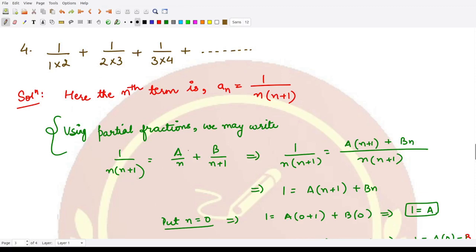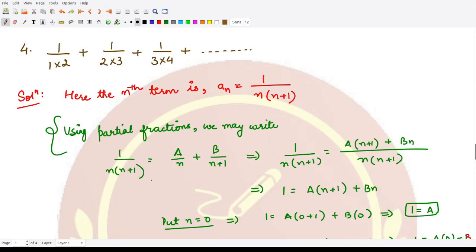We can do that by assuming that they could be written as some constant a divided by n, plus some other constant b divided by n plus 1. Ultimately we will solve this and find the value of a and the value of b. If they exist, we can then write our terms in that way.